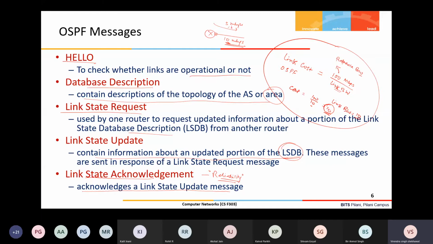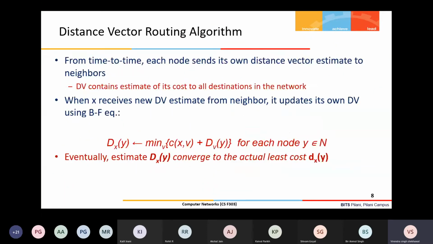Based on such dynamic parameters, we have already seen that if we do the routing, it creates oscillations actually. So now moving to the distance vector routing algorithm. From time to time, each node sends its own distance vector estimate to the neighbors, and I'll tell you what a distance vector is. The distance vector contains the estimate of its cost to all destinations in the network.